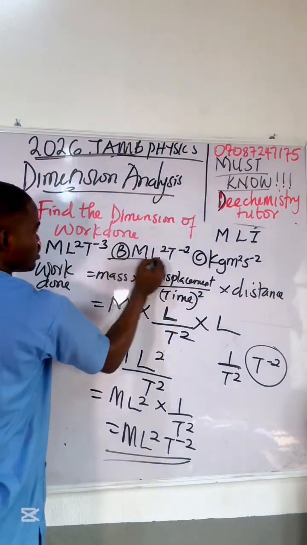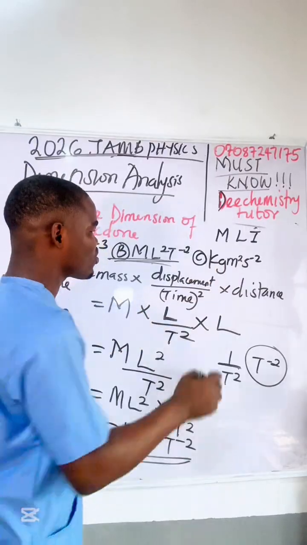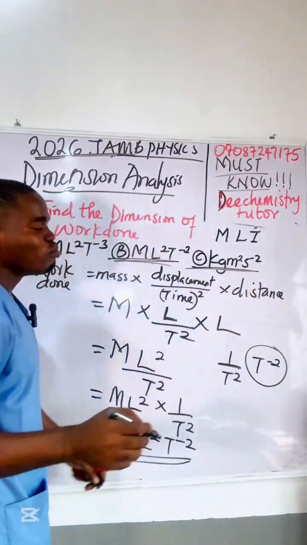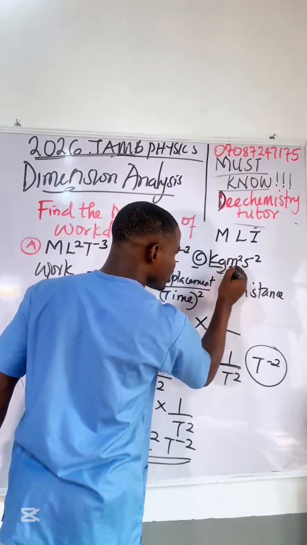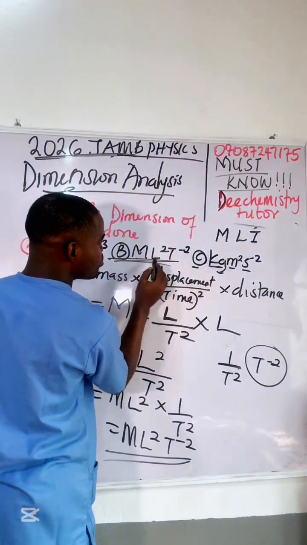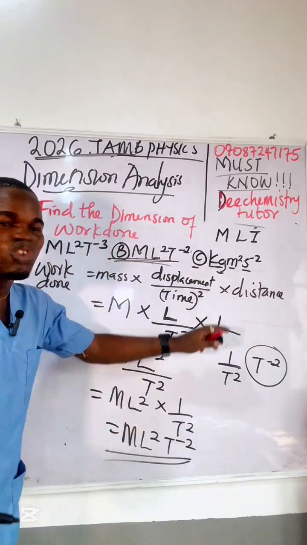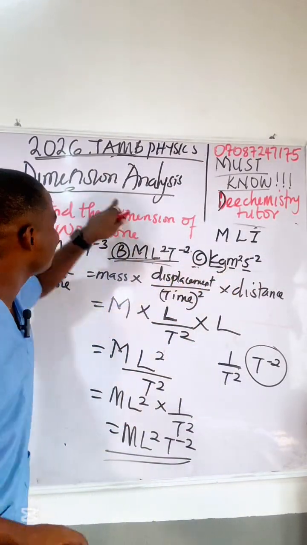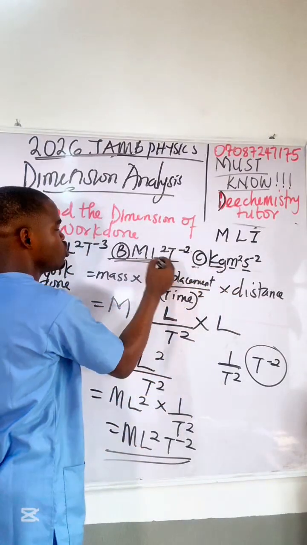Now the question is, is this correct as a unit? Yes, this is correct as a unit of work done. But it's not correct as a dimension. I just want you to know the difference between units and dimensions. Can you see mass, kilogram? L squared is meter squared. T minus 2, seconds minus 2. So this is the unit. In case they put this and you have to find the dimension, you go with this, not this. So this is the answer.